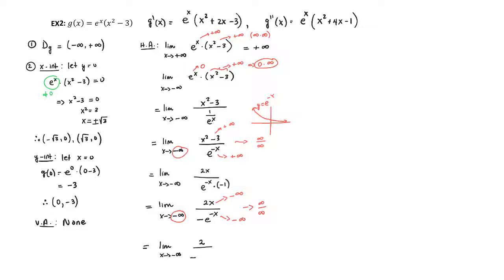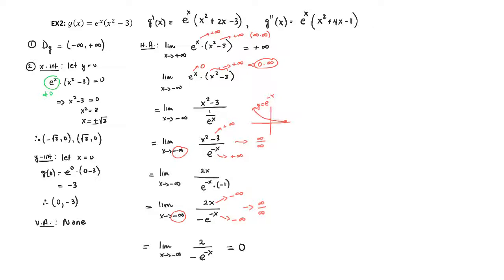So this will be equal to the limit as x approaches negative infinity of 2 divided by negative e to the negative x. So then trying this again, remember that e to the negative x tends to positive infinity in this direction. So the denominator is going towards negative infinity. That means that the entire quotient is going towards 0. So this limit is going to be equal to 0.